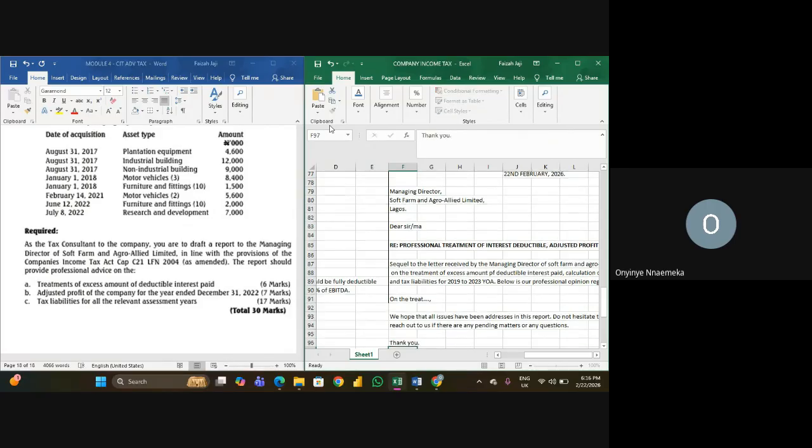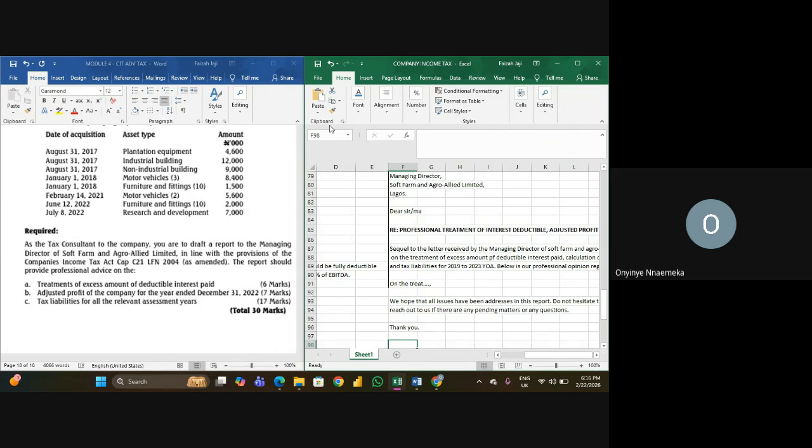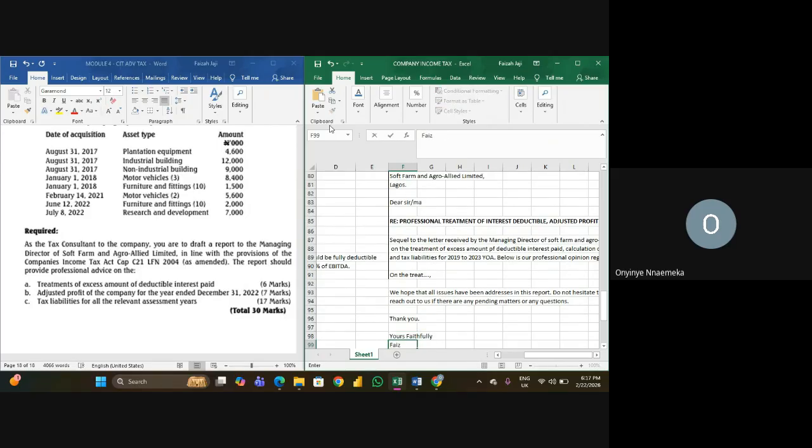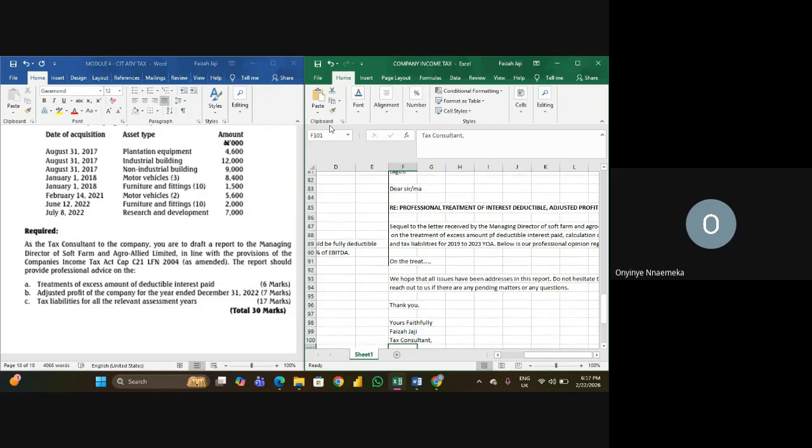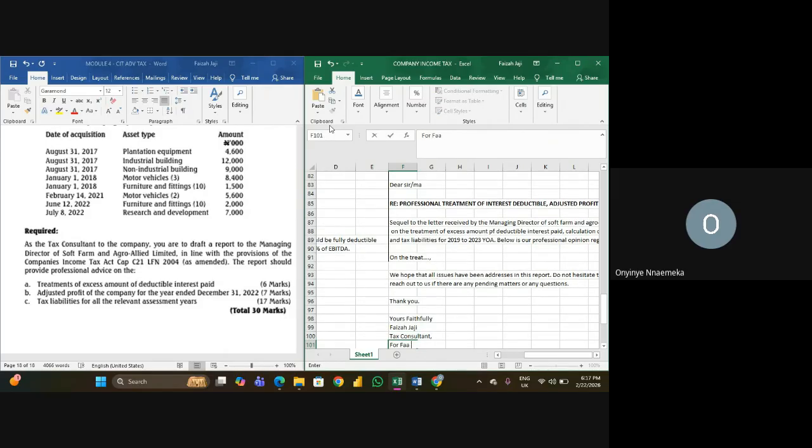Then you put, what's it called? Is it yours faithfully that you used to write? You can write yours faithfully, but I cannot really remember what I did, I did not put yours faithfully. You write your name. I'm Faiza Judgment. Write my name. Who are you? Tax consultant for Faiz and Co, chartered accountant. And that's it. We are done.